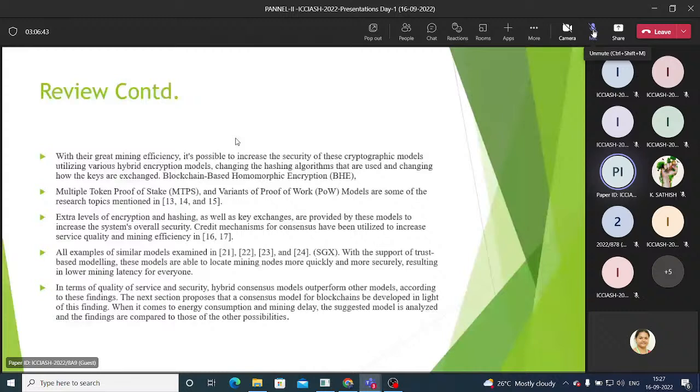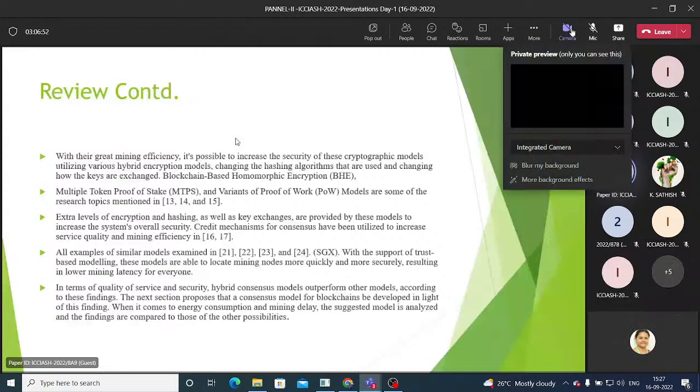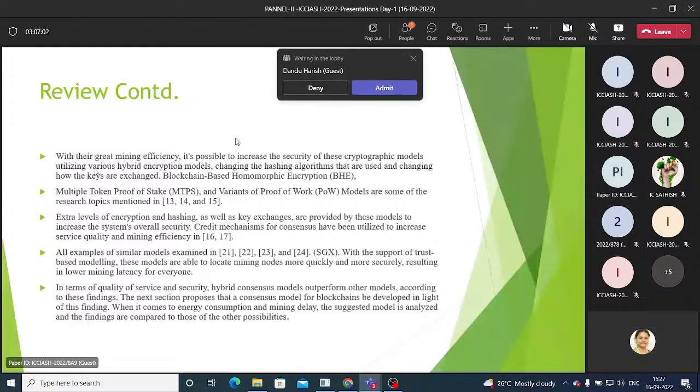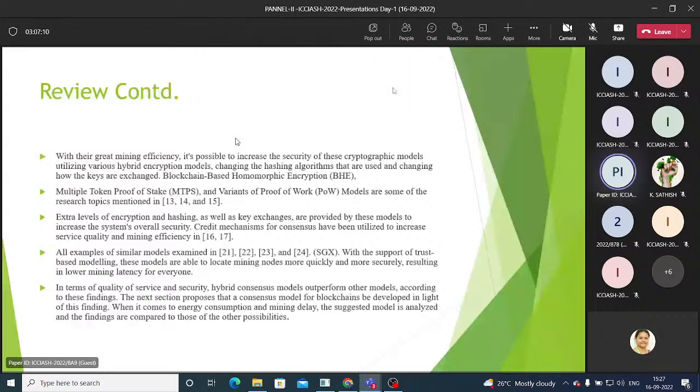Cryptographic is just the terminology wherein we convert plain text into the cryptic format, wherein that format cannot be easily readable by the intruders or by the attackers. So multiple token proof of stake and the various variants of the proof of work models are some of the research topics given in the review papers which I have reviewed for the literature survey. Also, extra levels of encryption, hashing techniques and key exchange mechanisms can also be provided by these models to increase the system's overall security.